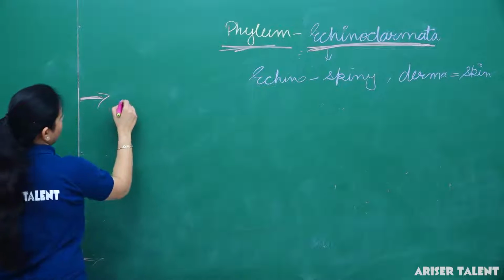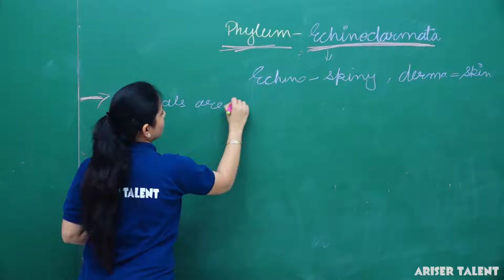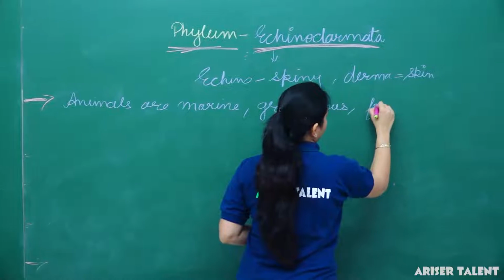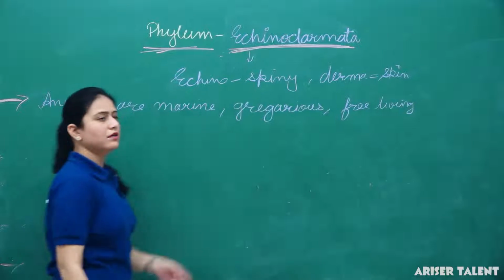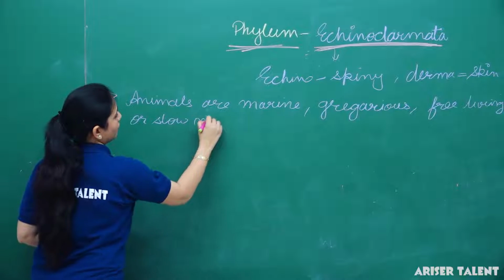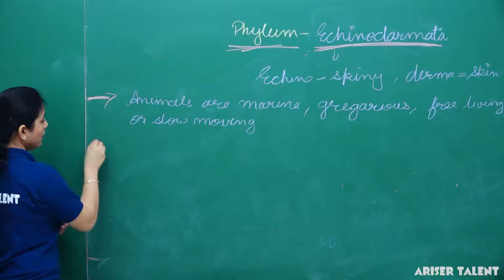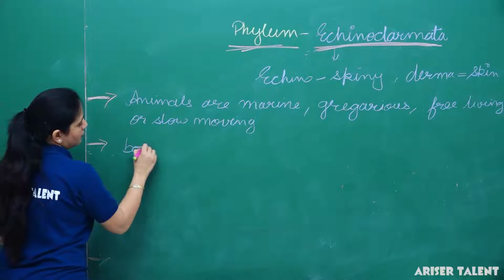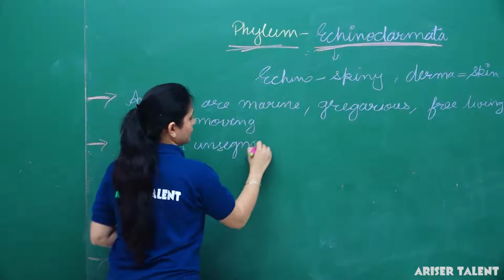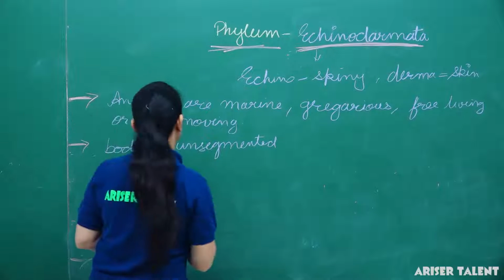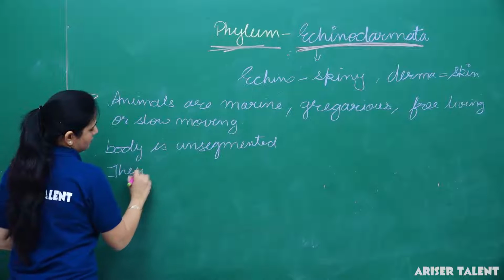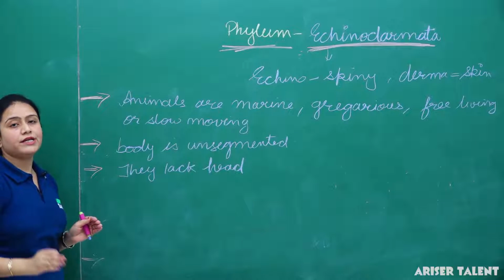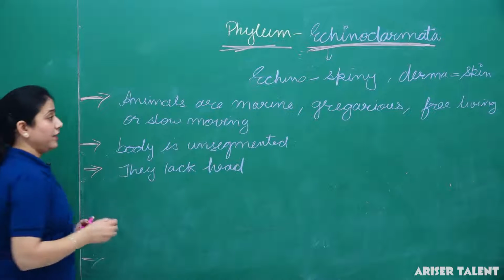The animals are marine, gregarious, free living, or they can be slow moving. Okay. If we talk about the body of these animals, then they have an unsegmented body. Head is absent. They lack a head. As I told you that their body is spiny, their body is covered with mesodermal exoskeletal chitinous spines.